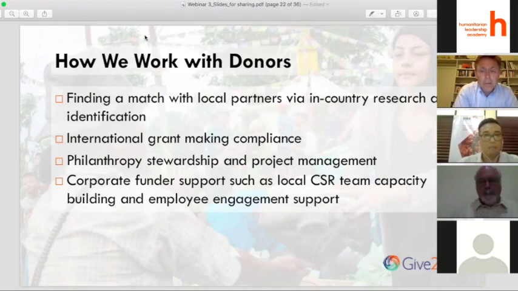And we also do quite a bit of work with corporations in supporting their CSR teams that are oftentimes based in country and are local to you, and doing things like volunteering or donating their own money that is then being matched by the company.